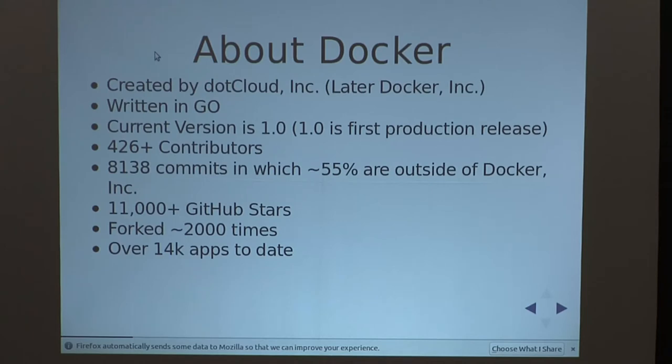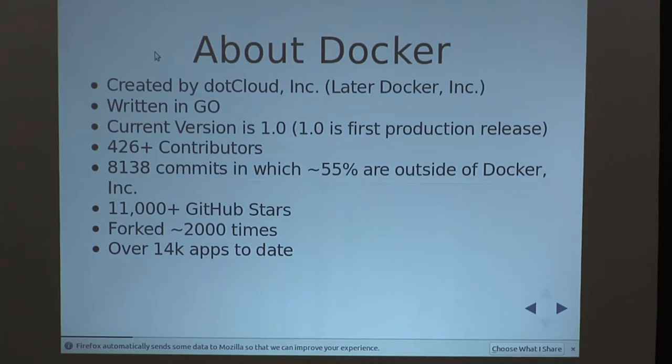The current version is 1.0, just released last Monday. This is the first production release. So they're finally saying, hey, everybody that's been using Docker in production for the last 8 months, you can now use it in production. They introduced a lot of really good fixes.